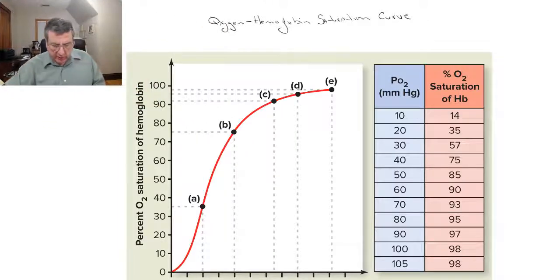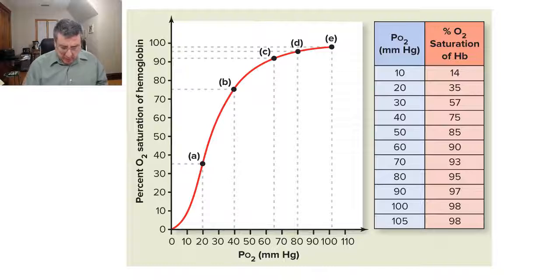So let's look at this. This is your oxygen saturation curve. You can see this red line here. It's not a straight line, it's kind of an S-curve shape. The bottom axis here is the partial pressure of oxygen. The vertical axis on this one is the saturation of hemoglobin.